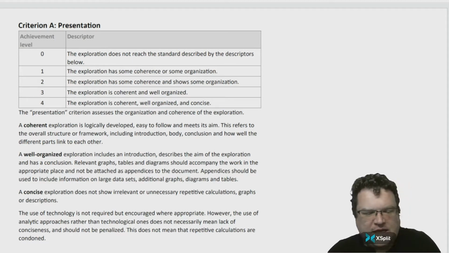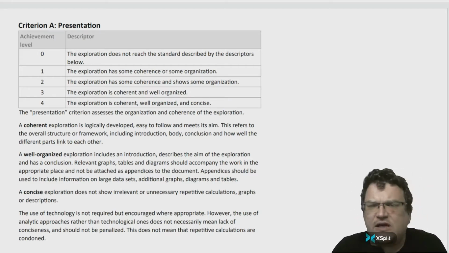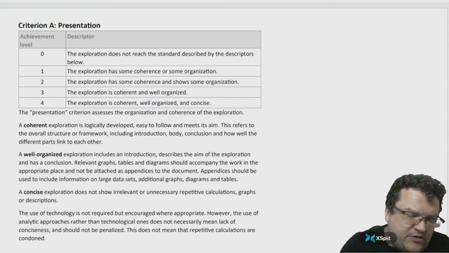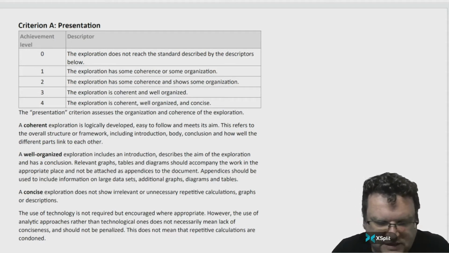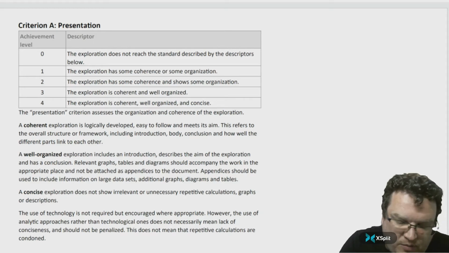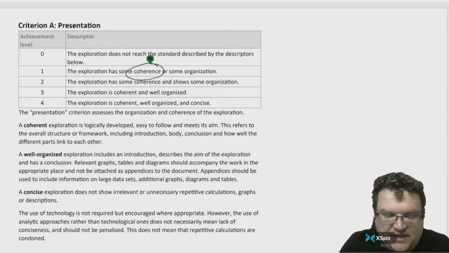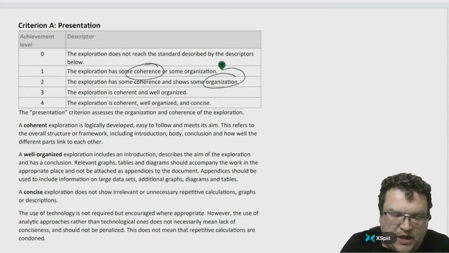So first off, let's get into criterion A. A is all about presentation. These are going to be lots of things that are standard across your IAs from all your other subjects that you need to get right. Digging into the criteria, we can see there are some quite important words that IB mentioned there. So we can see that we're talking a lot about coherence, organization, and being concise.